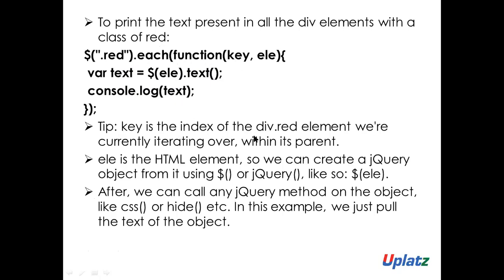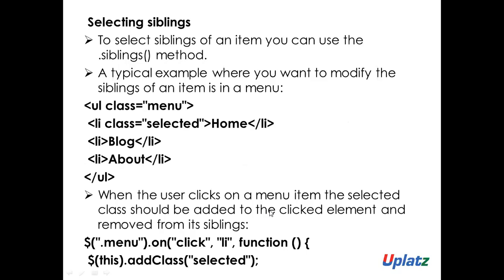The key is the index of the div element we are currently iterating. EL is the HTML element, so that we can create a jQuery object using dollar or jQuery like this. After that, we have all the jQuery methods on the object, like addClass or hide. In that particular example, we just pull the text of that object.